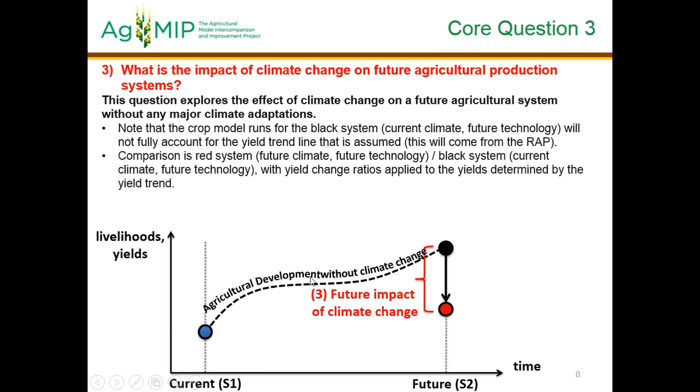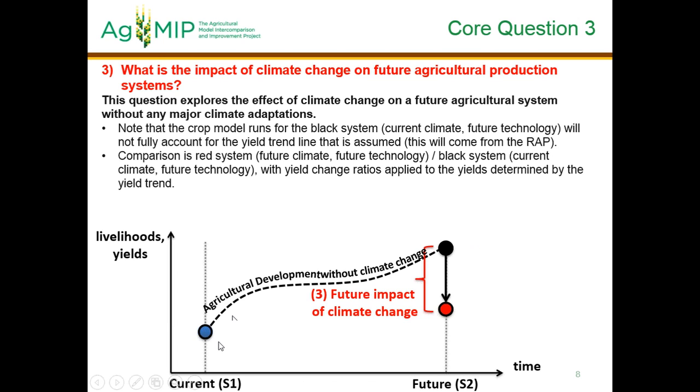All right, the third core question now ventures into this future period. So we have this dashed line, which has this wave on it, which is just our way of saying we're not exactly sure how we get from today to the future. But what we're trying to do is estimate what that future production system will look like. And that's going to depend largely on the agricultural development.